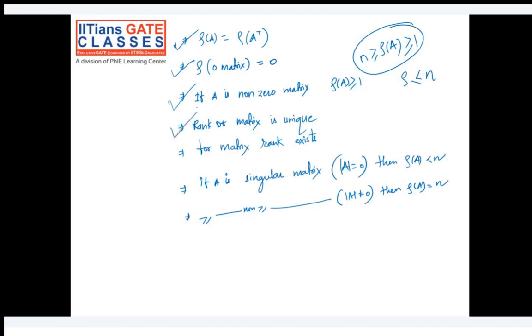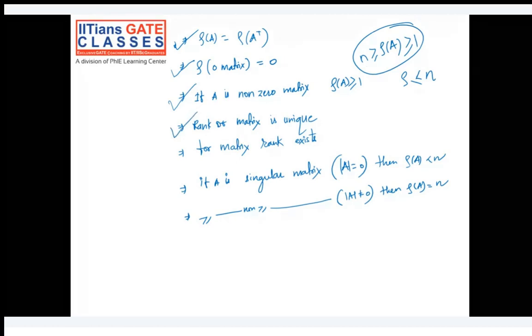The next point: if A is a singular matrix, singular means determinant equal to 0, then as I said, rank is less than n. If A is a non-singular matrix, the determinant is non-zero, then the rank will be equal to the size of the matrix. So we got a very good relationship between determinant and rank now.